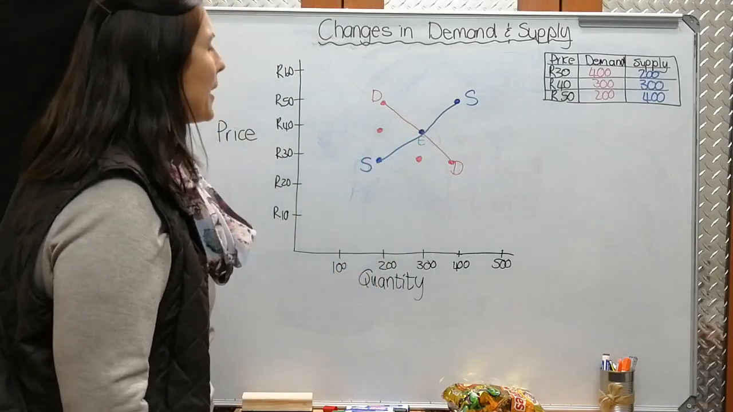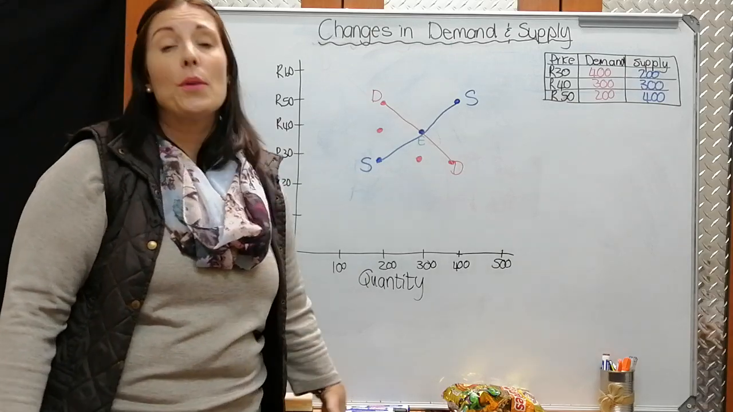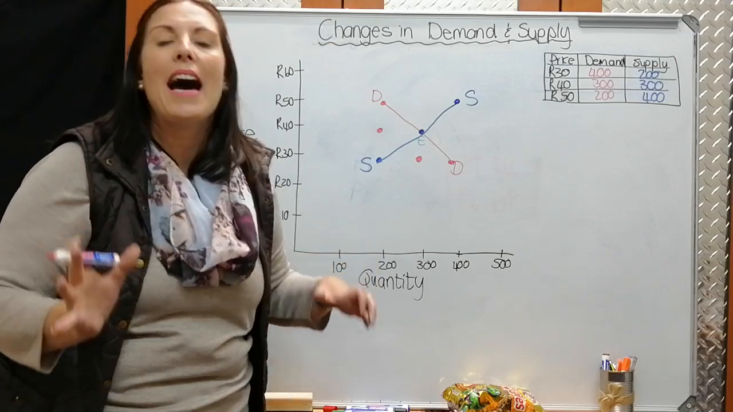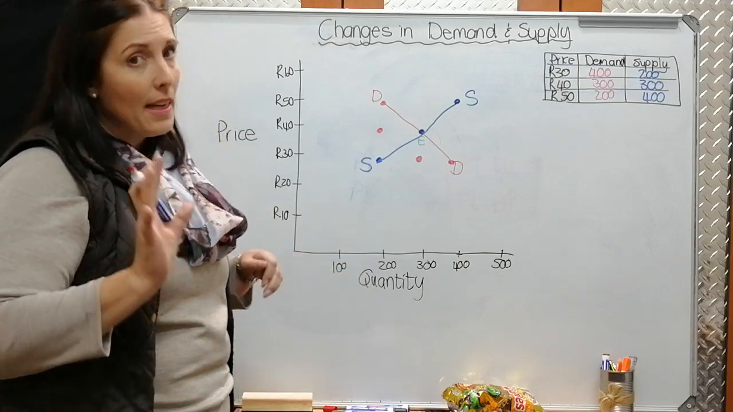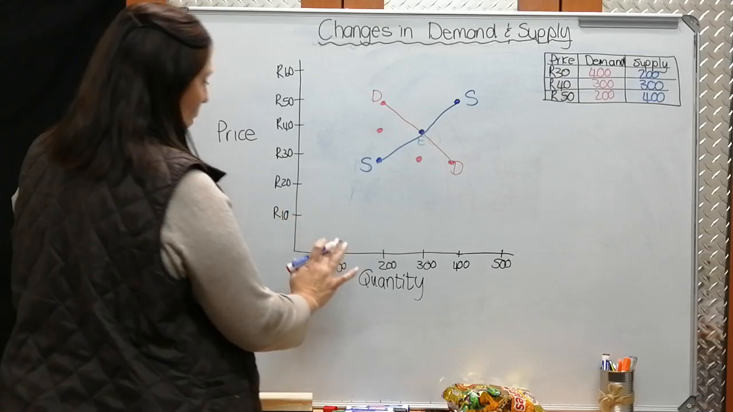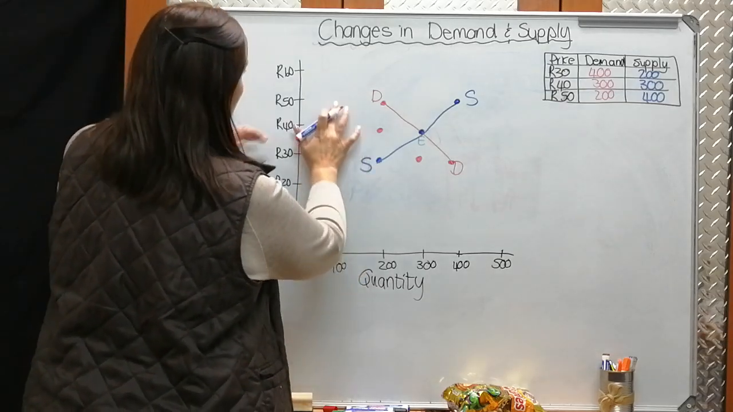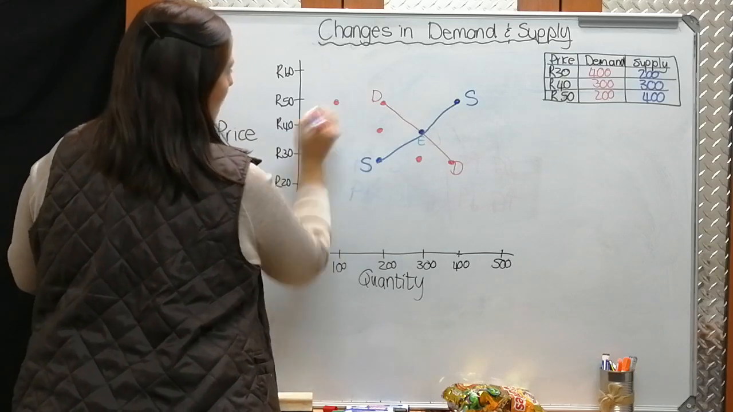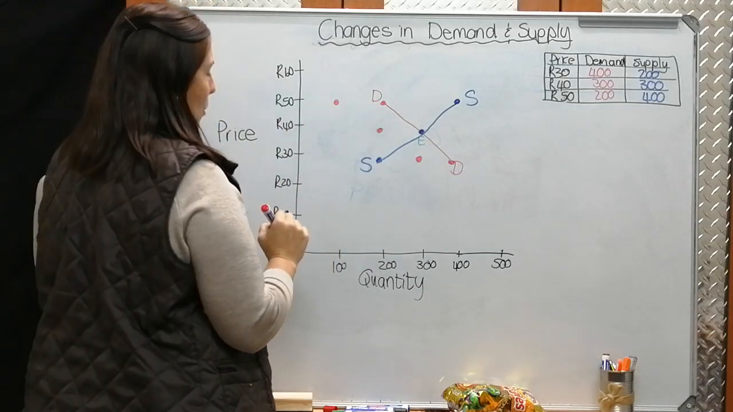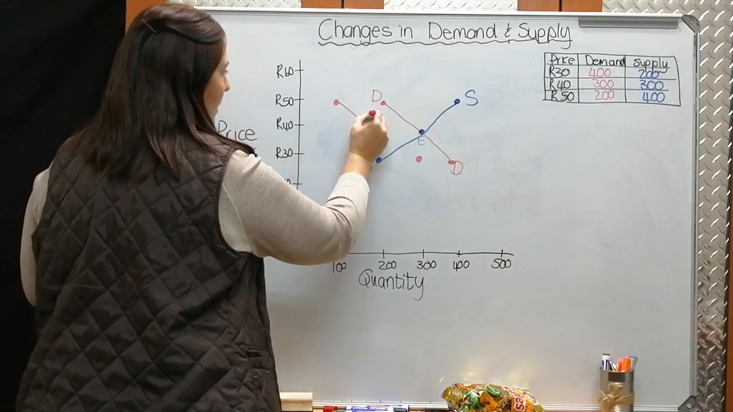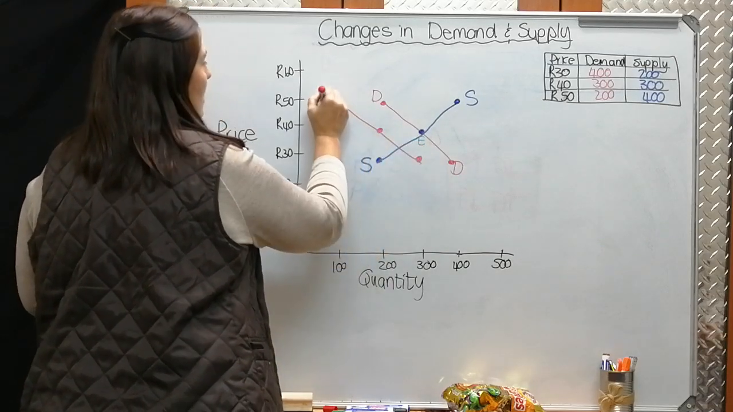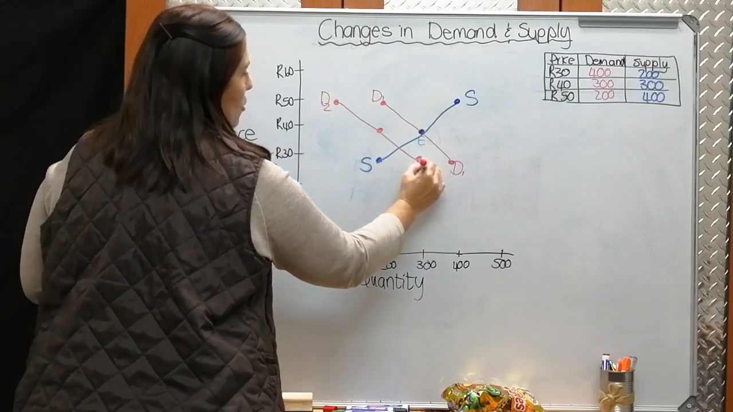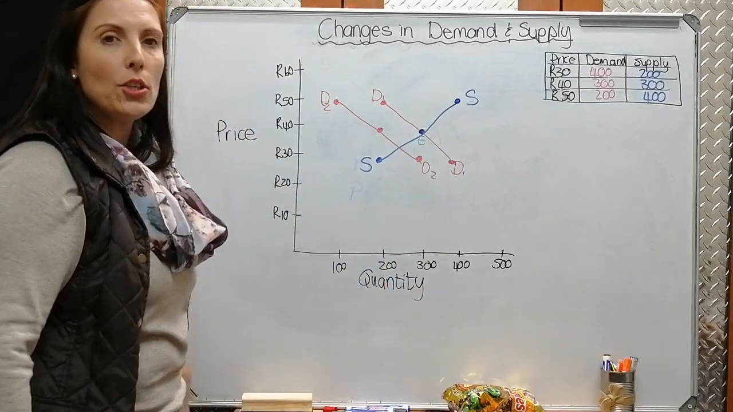Okay, last one. At 50 Rand now, it's very expensive. Lots of people don't have money. Let's say only 100 people are now demanding carrot cake at 50 Rand each. So what happens here? There's 100 people, there's 50 Rand, and we plot our point over there. And if we combine this now, let's make this demand 1, let's make this demand schedule 2. So what can you see?